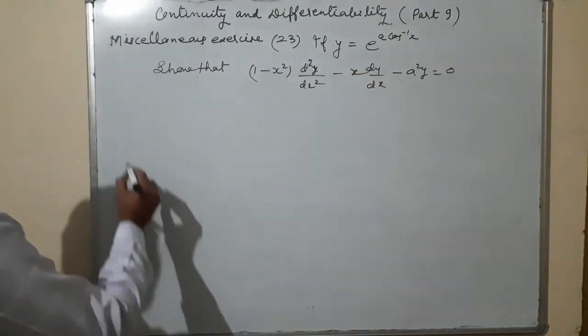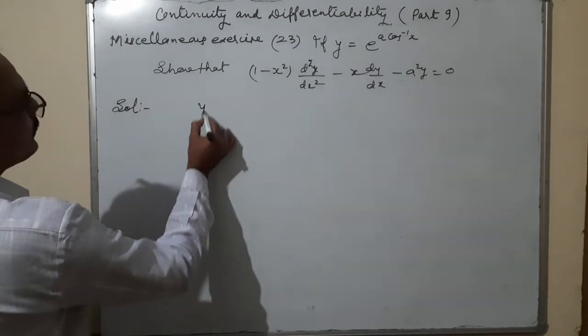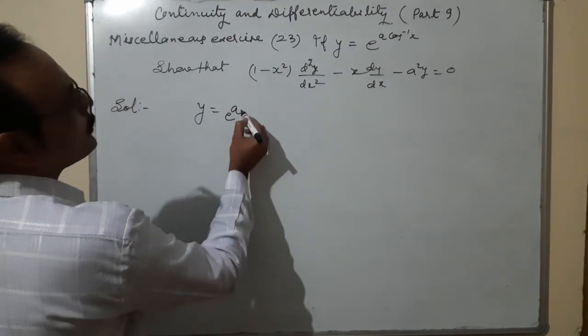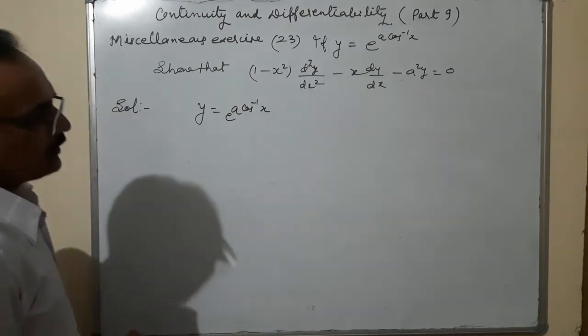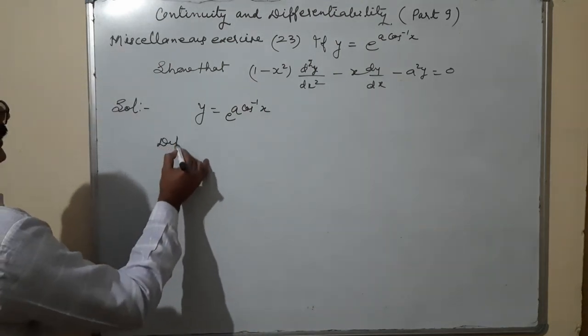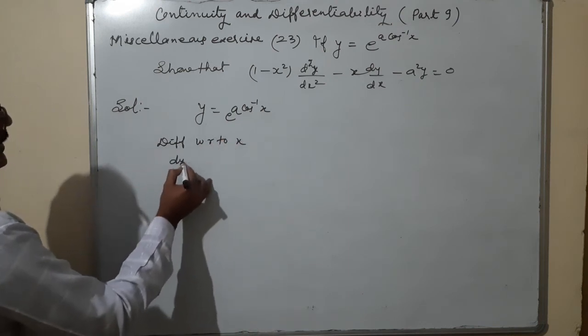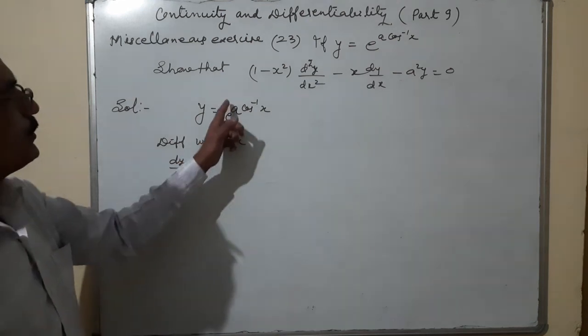So what is given? y is equal to e to the power cos inverse x. How to solve it? Differentiate with respect to x: dy/dx is equal to e to the power of this term.